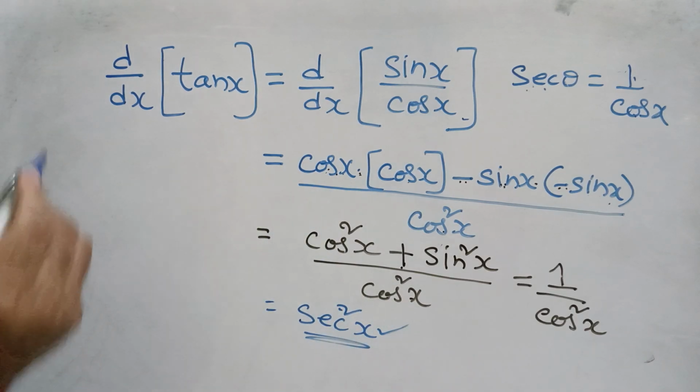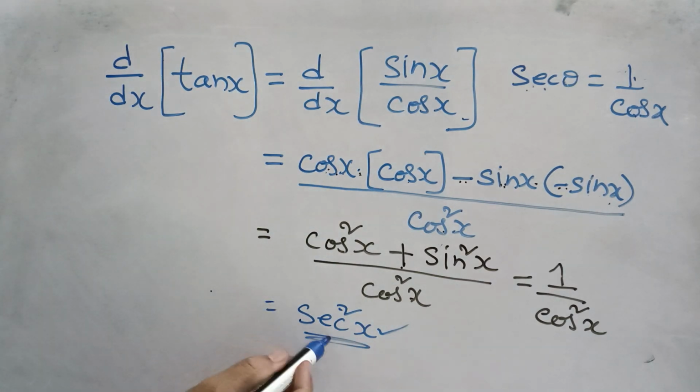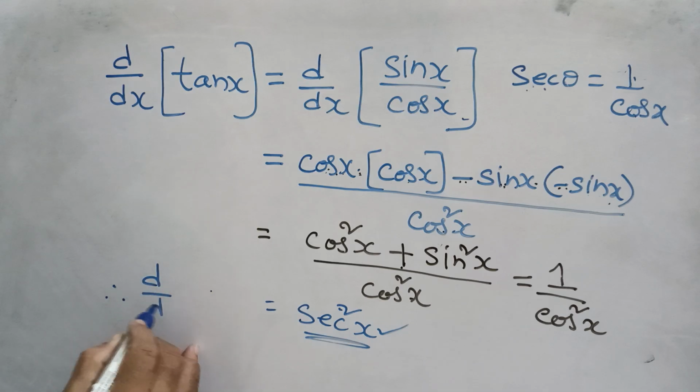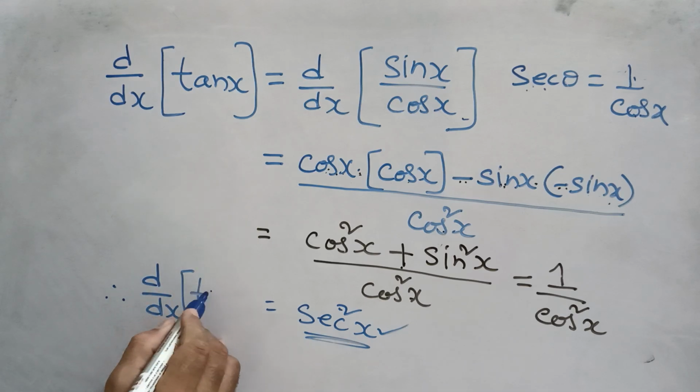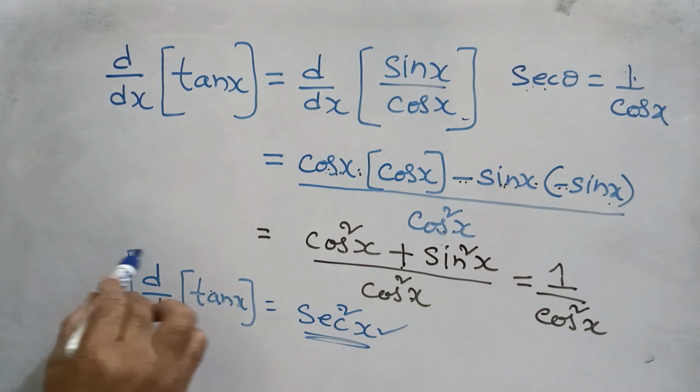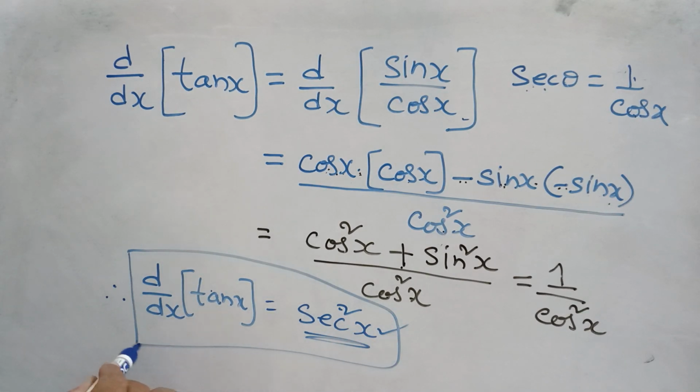Therefore d by dx of tan x is equal to secant square x. That is my answer. Remember this. I hope you are getting it well and understanding well.